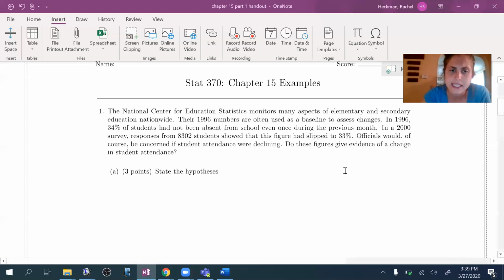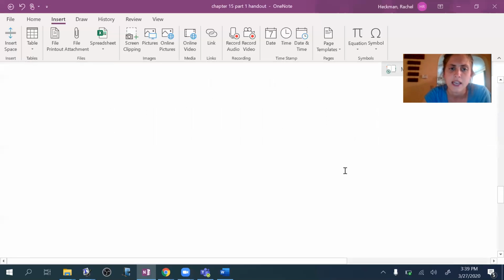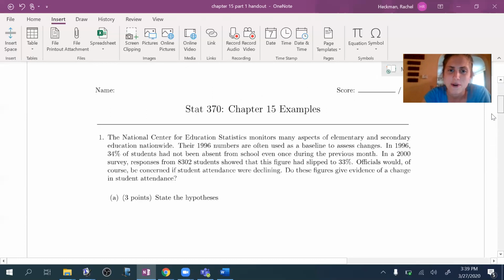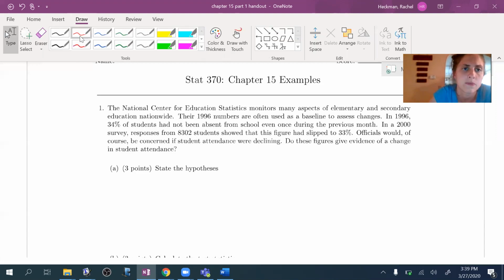Now on this example, scrolling down, I have a baseline of 34%. Has this changed? Is this evidence of a change? So my null hypothesis is always an equals. I can get this to work.